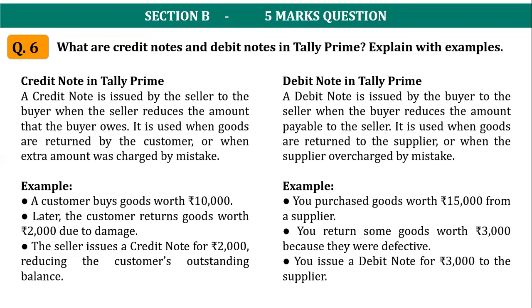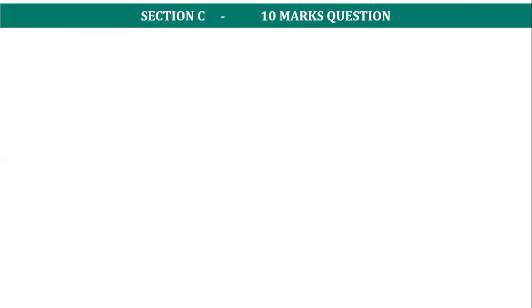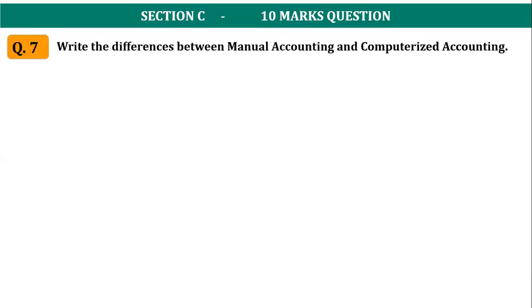It's too simple. Along with sales return, you can also use a credit note when you have mistakenly written a wrong entry or charged an extra amount. In such cases, you have to use a credit note. Debit note is vice versa. If a supplier has overcharged you, in such cases you have to issue a debit note. So remember, credit note is a sales return, debit note is a purchase return. It's very simple. Apart from that one, write the difference between manual and computerized accounting.